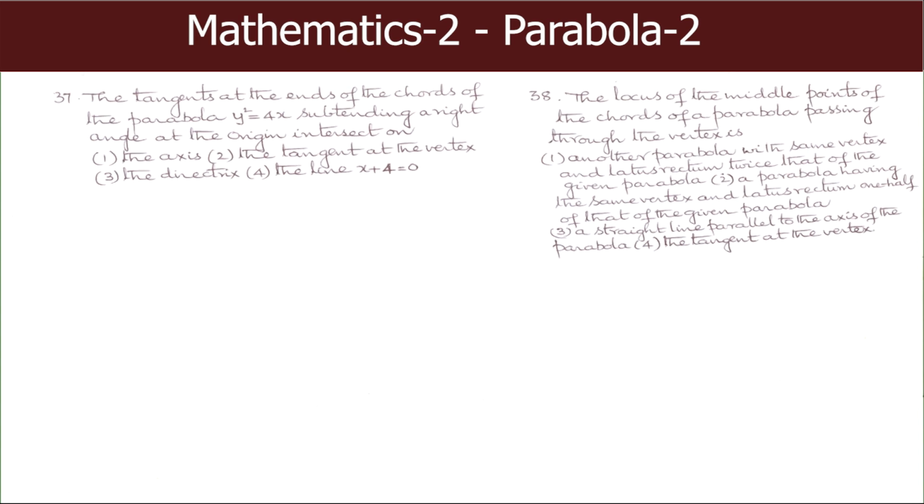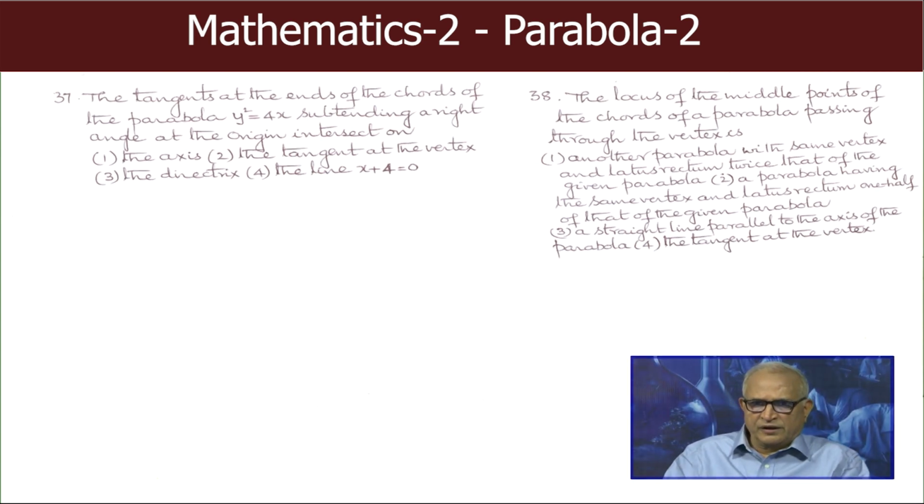The tangents at the ends of the chords of the parabola y square equal to 4x subtending a right angle at the origin intersect on: the axis, or the tangent at the vertex, or the directrix, or the line x plus 4 equal to 0. Tangents at the extremities of the chords of a parabola subtending a right angle at the origin.